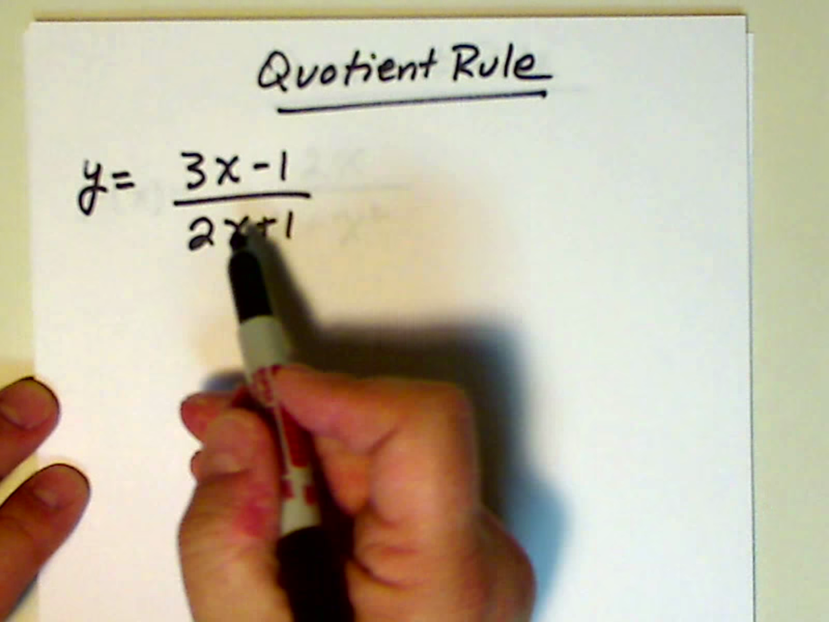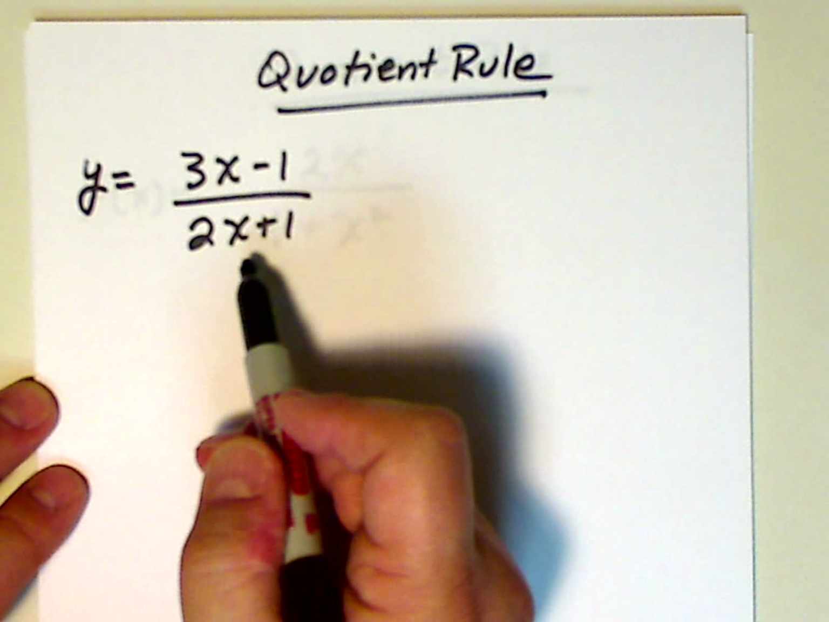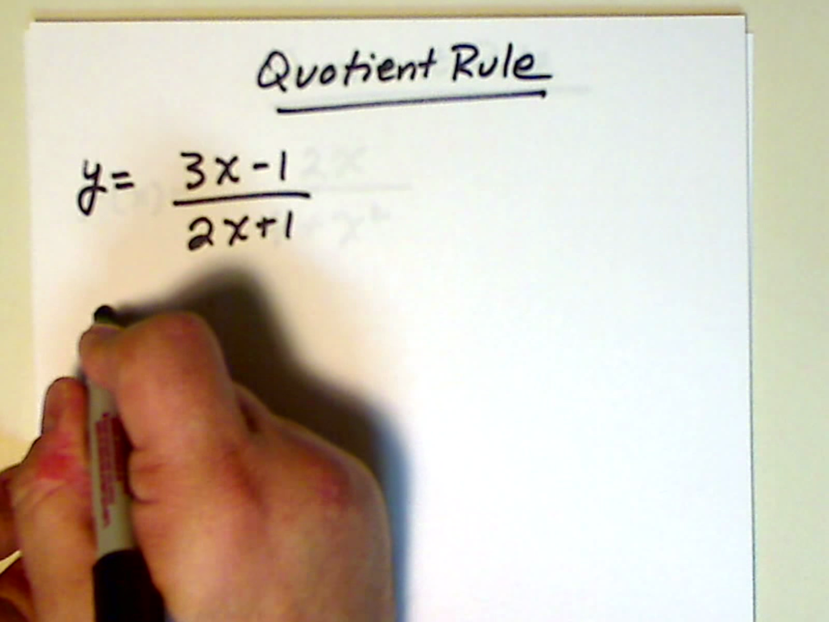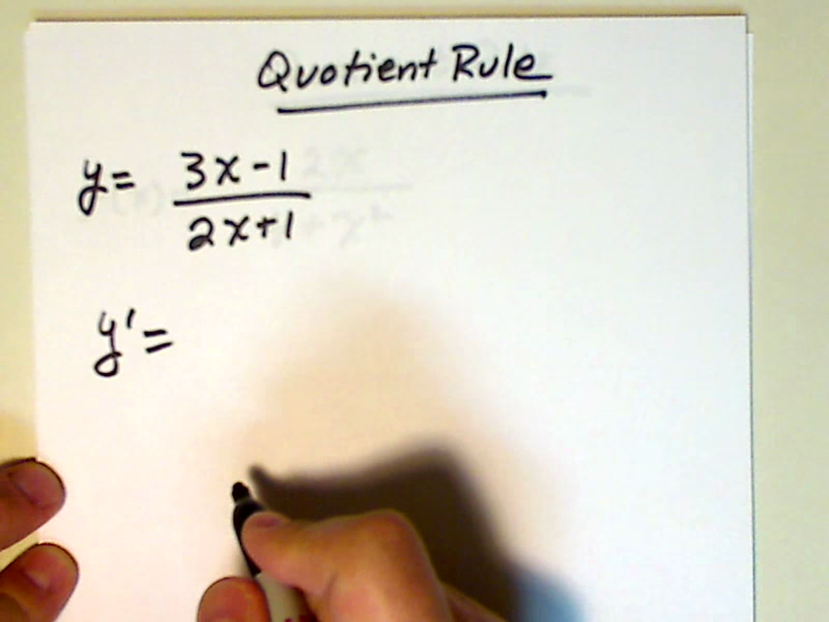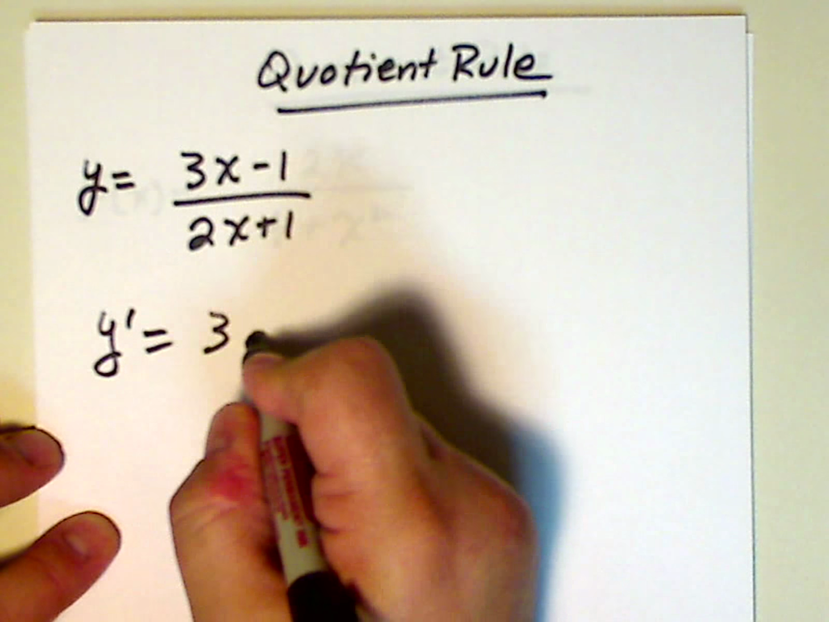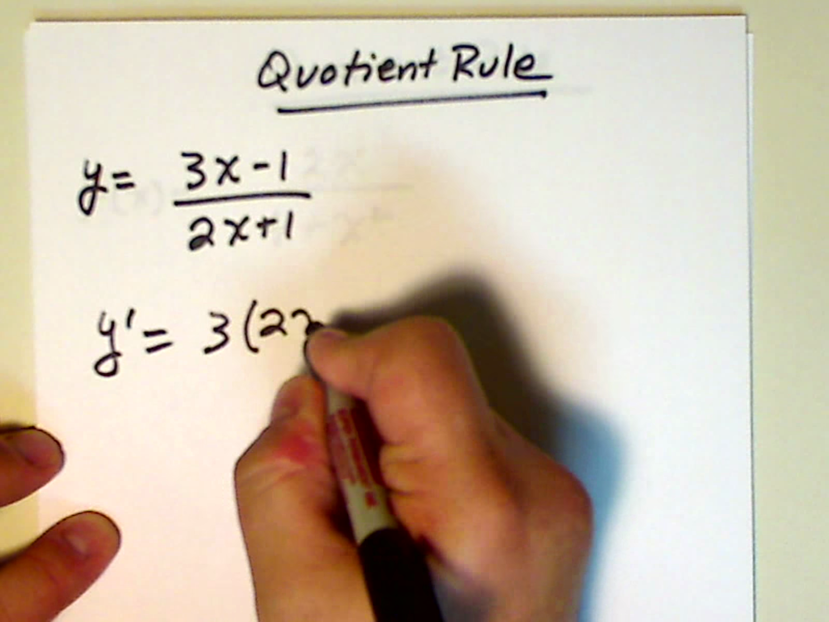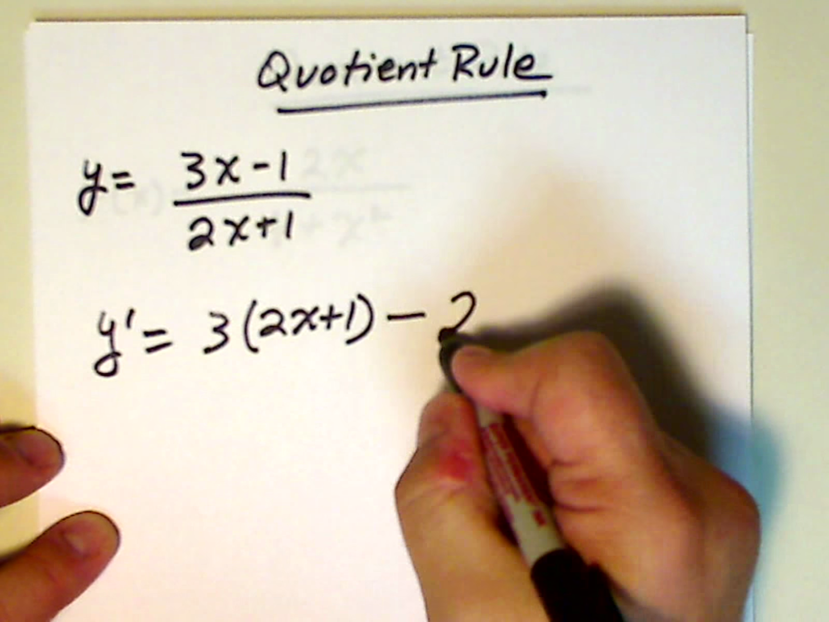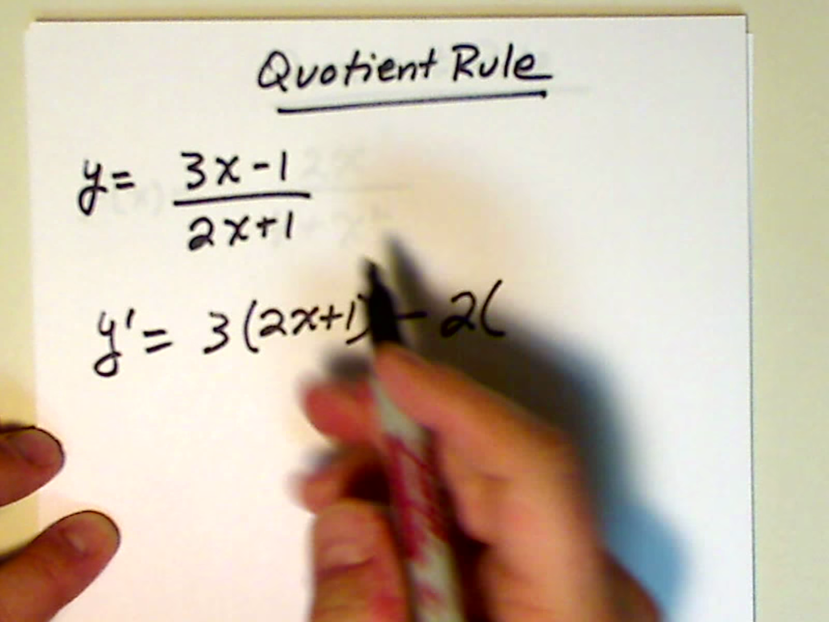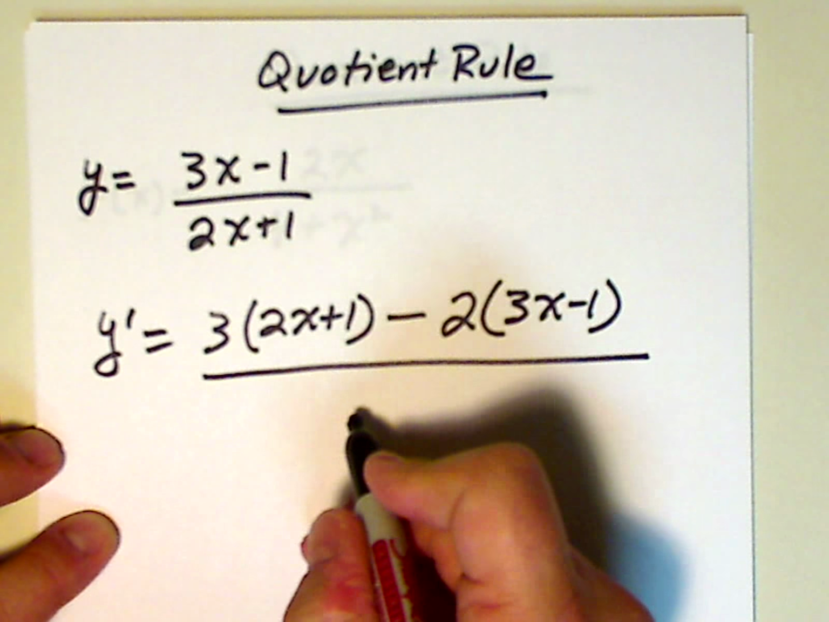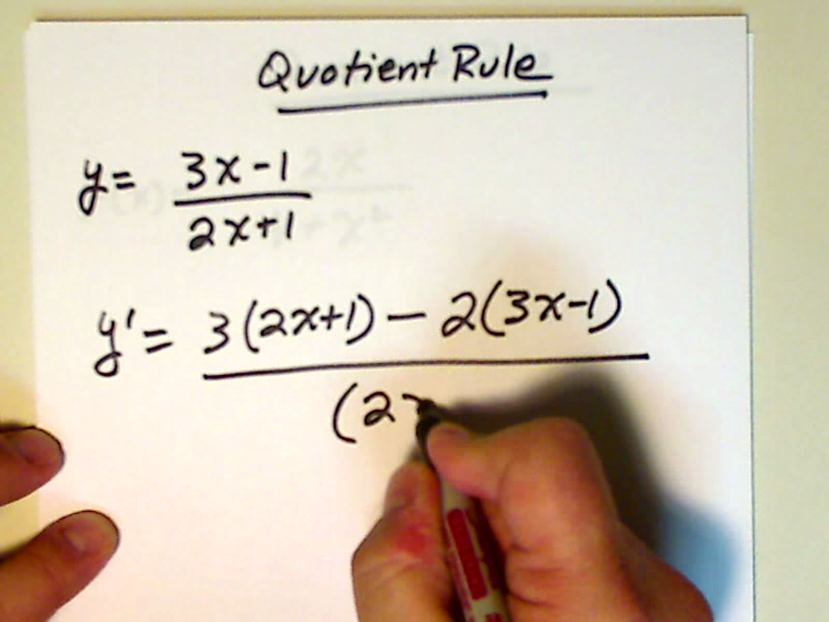So here's a function, y equals 3x minus 1 divided by 2x plus 1. Let's differentiate this thing. So y prime, the derivative, well, it's the derivative of the numerator, which is 3, times the denominator, which is 2x plus 1, minus the derivative of the denominator, which is 2, times the numerator. And we're going to divide this whole thing by the denominator squared.